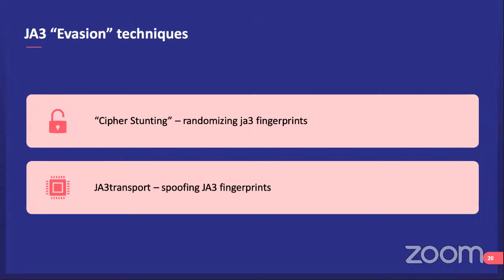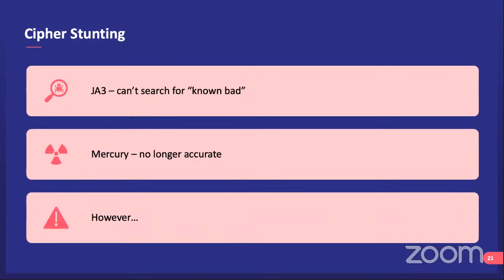So now, JA3 evasion techniques. Some of the posts about JA3 talk about ways that you can evade detection by JA3 or TLS fingerprinting in general. I wanted to talk about those and then what to do about them. The first one actually has a name, cipher stunting, which just means randomizing JA3 fingerprints. The second one is spoofing JA3 fingerprints, and the example that I looked at was JA3transport, which is a Go application that allows you to spoof JA3 fingerprints.